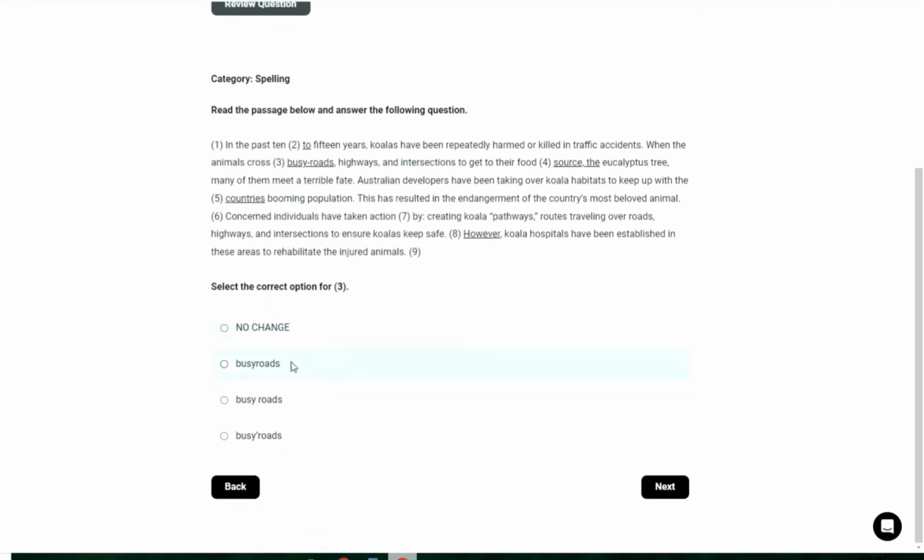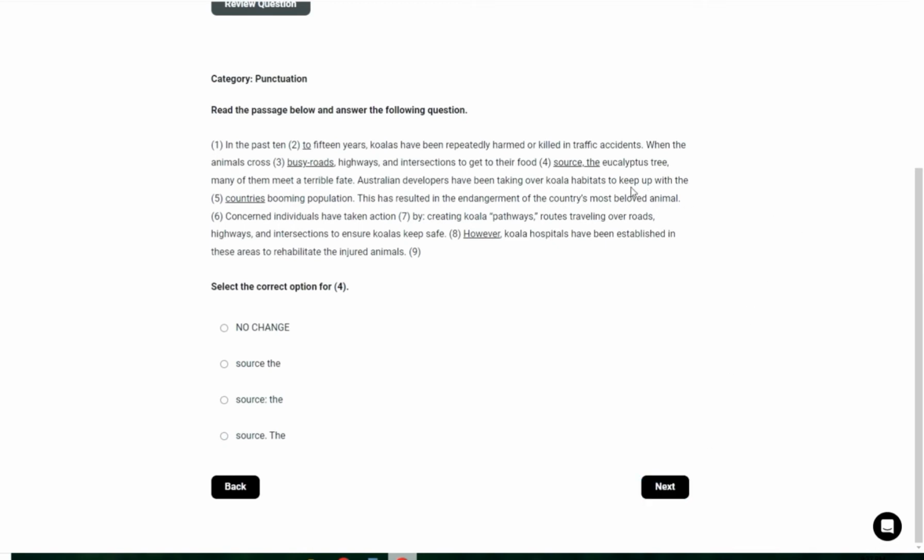Busy roads, if you connect the words, you guys should know that's not a word. So you can't just put two things together because one describes the other. For C, that's going to be your correct choice here. Busy roads. This is simple. And then this last choice, busy apostrophe roads, that should just look wrong. And all right, let's move on to 4.